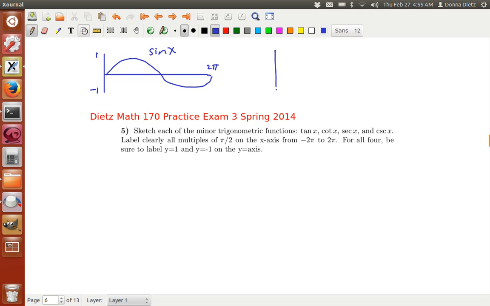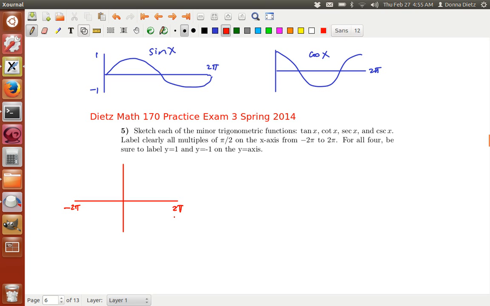And then cosine, same thing. And if you know that, you can create the others. So let's start with tangent and cotangent. Tangent is sine over cosine. So if you're going to go, let's see, it says minus 2 pi to 2 pi.